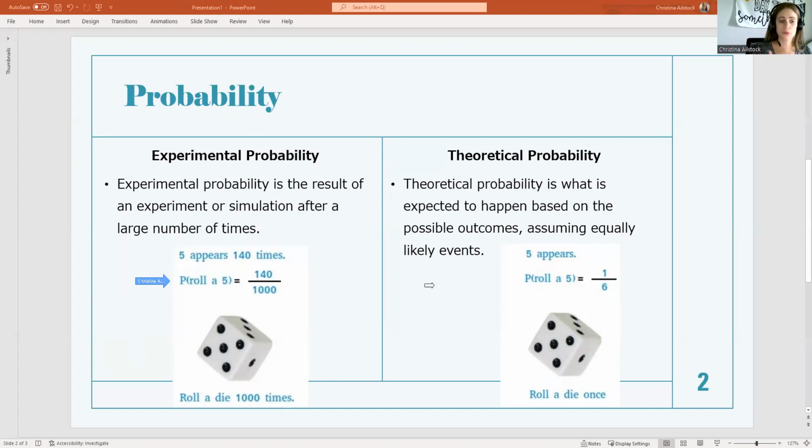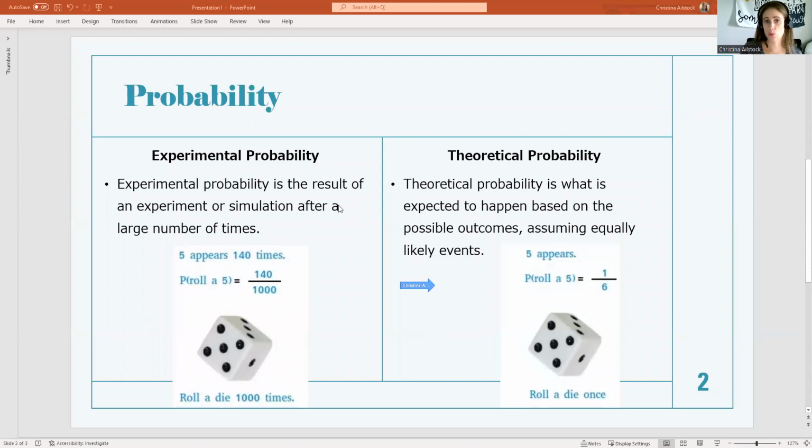When we have theoretical probability, that's when you are theorizing. It's what you expect to happen. So in this case, we're like, all right, we have a die and there are 6 different sides. 5 only appears on one side. Therefore, the theoretical probability of you rolling a 5 would be 1/6. You have a 1 out of 6 chance of rolling a 5.